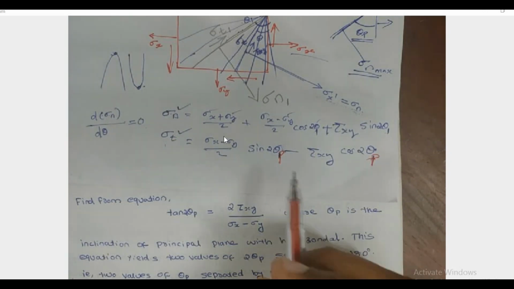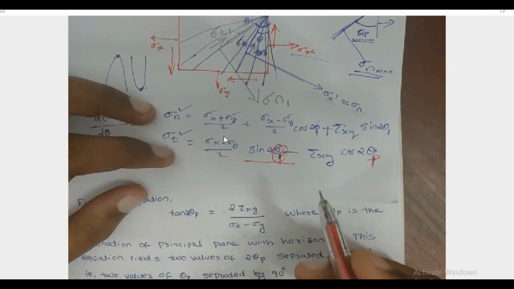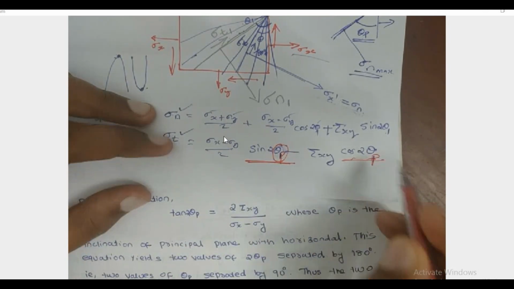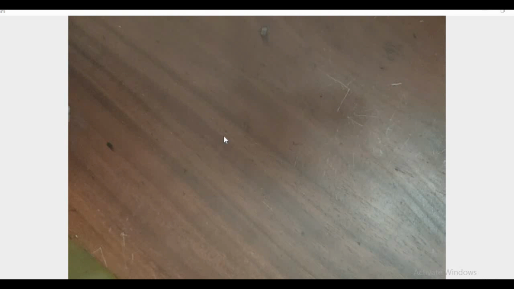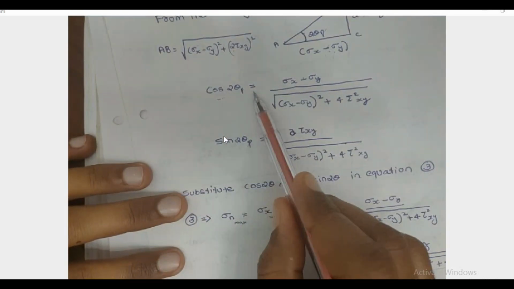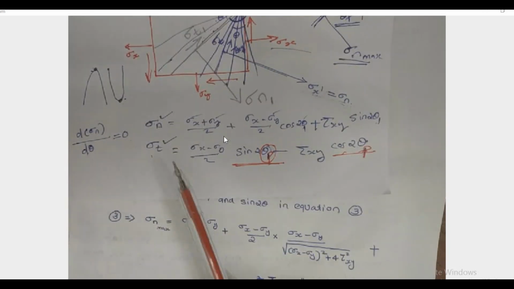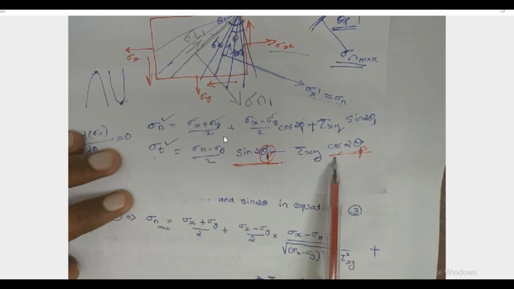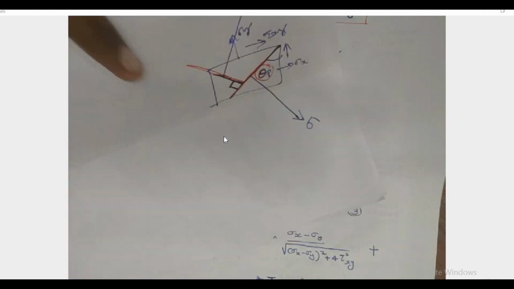But the same procedure we can do: instead of substituting theta p, we substitute sin 2 theta p and cos 2 theta p. For that, again we use the data from the triangle. We already constructed the triangle and we calculated the value of cos 2 theta p and sin 2 theta p. Substitute these two values on this equation. Okay, then we get the shear stress on a principal plane.